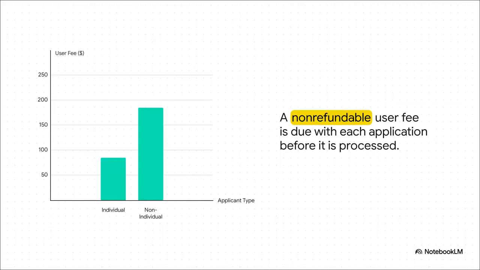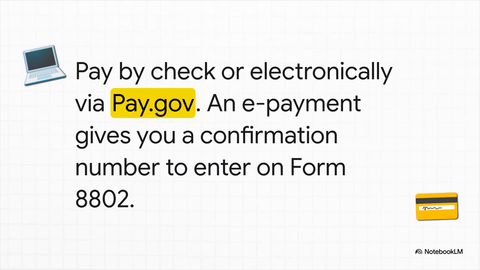So let's start with Step 1, the user fee. The cost here depends on who you are. If you're an individual, you're looking at $85. For any non-individual applicant, like a corporation or a partnership, that fee goes up to $185. Now, how do you pay? You could send a check, but honestly, the much better way to go is paying electronically through pay.gov.